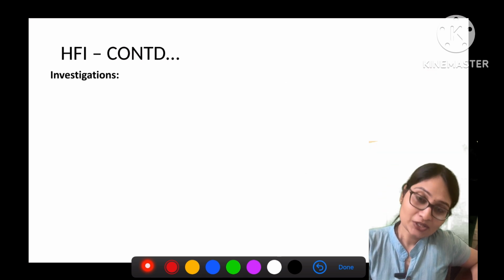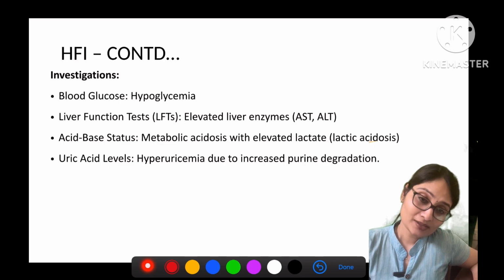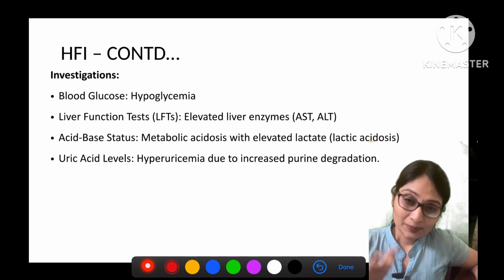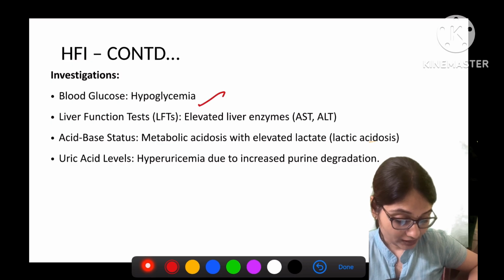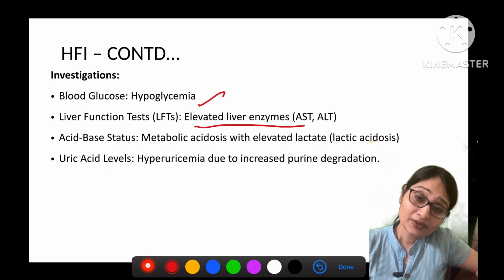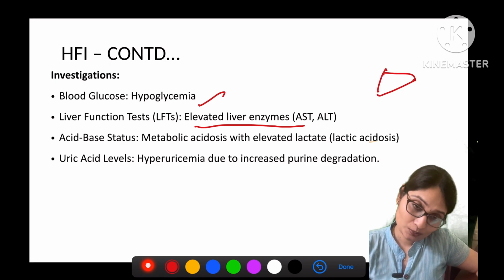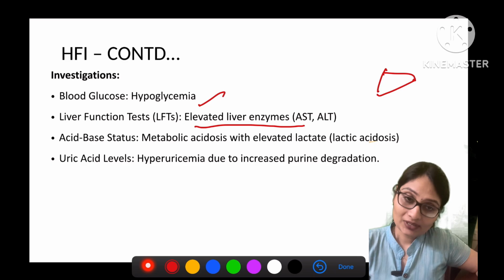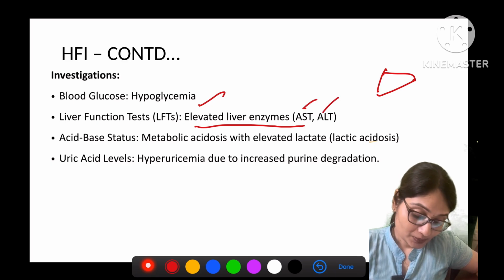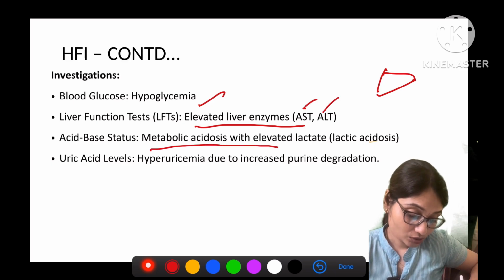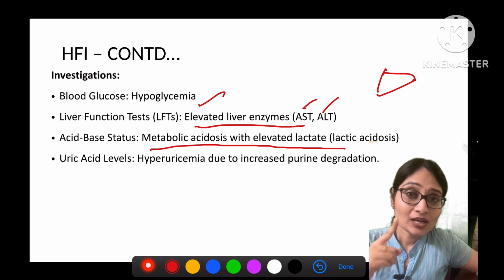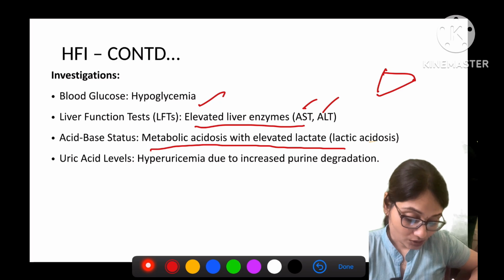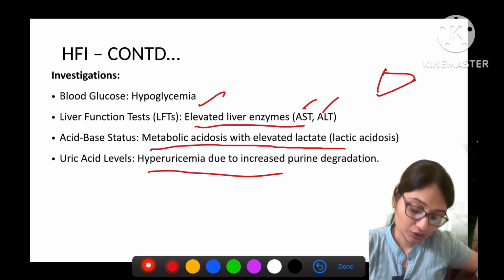So what are the investigations that are expected? As given in the case scenario, all the basic blood workup. The basic blood workup will show you hypoglycemia and elevated liver enzymes. Why elevated liver enzymes? Because fructose 1 phosphate is accumulating within your liver, so there is hepatomegaly and jaundice, and all the liver enzymes will get elevated. And on acid base status, there's going to be metabolic acidosis with elevated lactate, because lactate is increasingly produced, which is going to cause lactic acidosis. And uric acid levels are also going to be increased because of purine degradation.